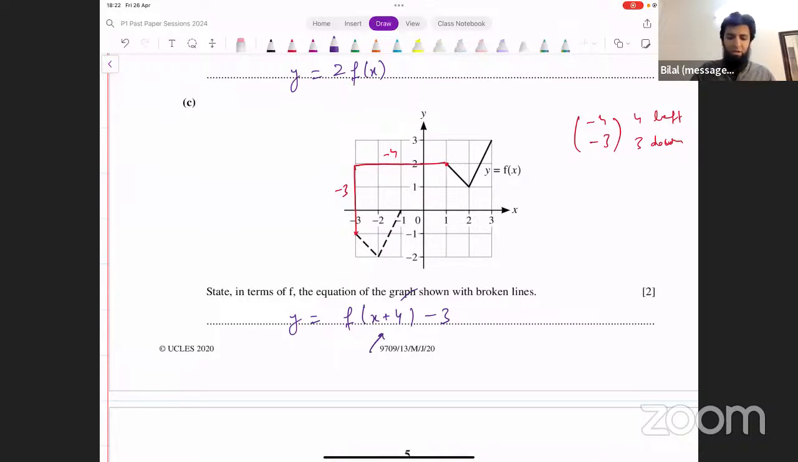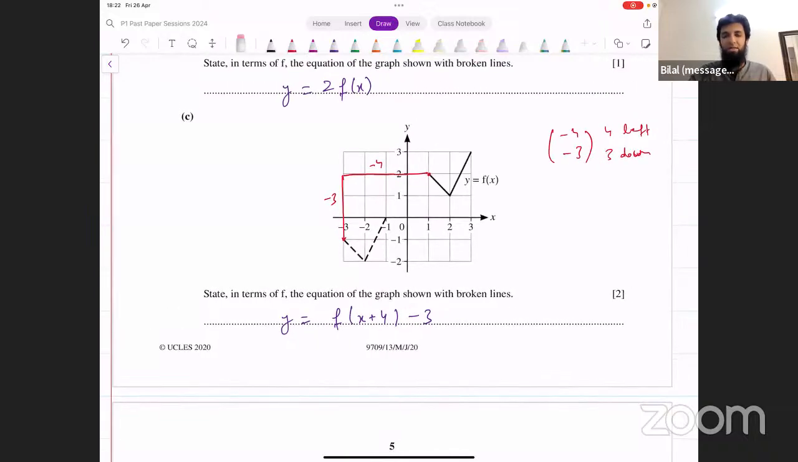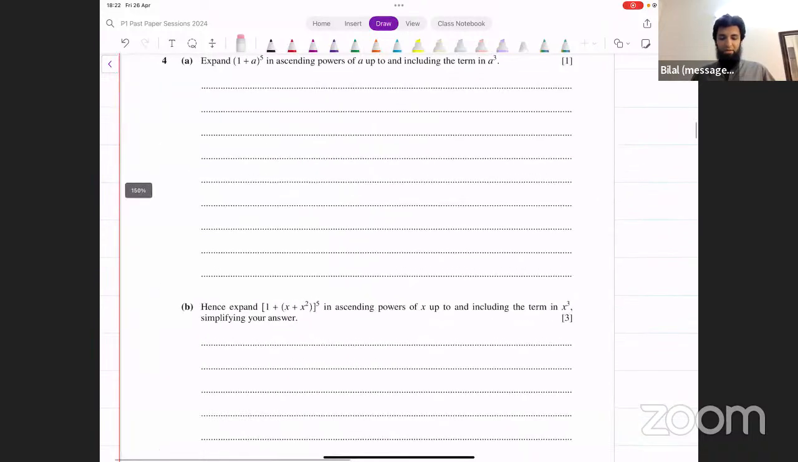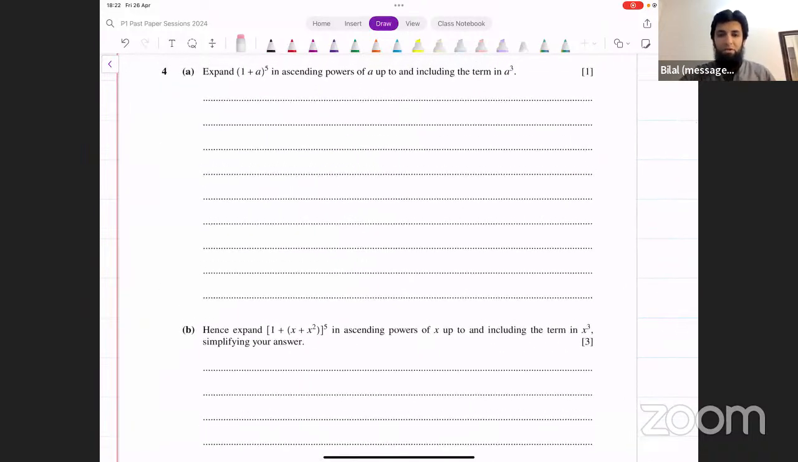And that's what the equation becomes. f of x plus 4 and then -3. We do +4 inside the function for horizontal translation and then -3 outside the function for vertical transformation. All right, that's the function that we get. Let's look at the next one now. That was question number 3.